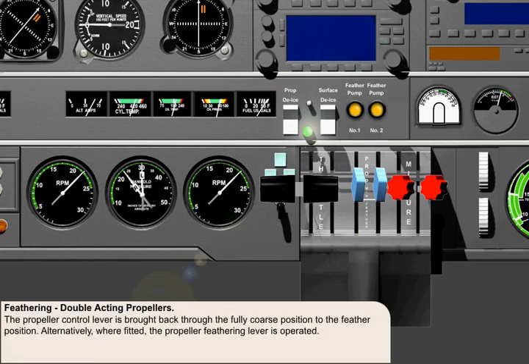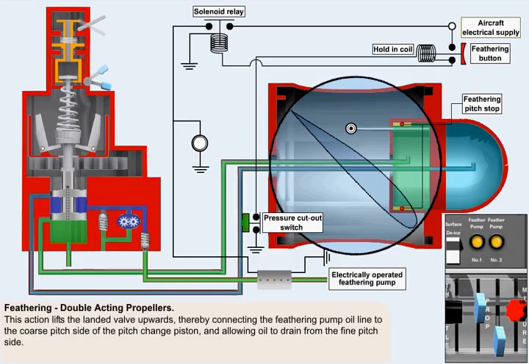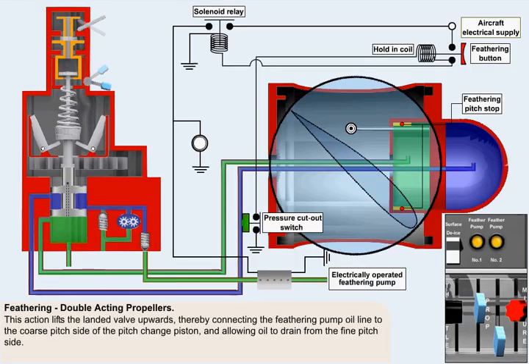For the purposes of this lesson, we will consider that we are feathering a propeller which has twin lever control. The propeller control lever is brought back through the fully coarse position to the feather position. Alternatively, where fitted, the propeller feathering lever is operated. This action lifts the landed valve in the propeller control unit upwards, thereby connecting the feathering pump oil line to the coarse pitch side of the pitch change piston, and allowing oil to drain from the fine pitch side of the pitch change piston.